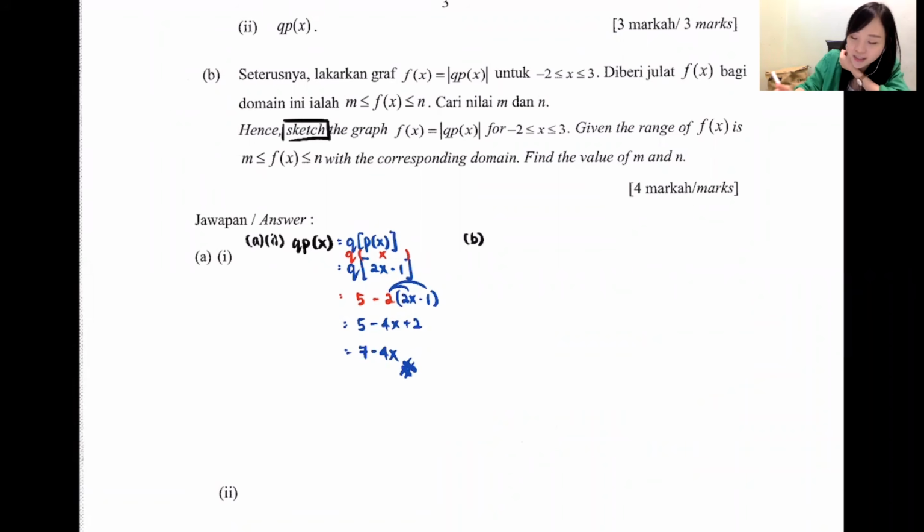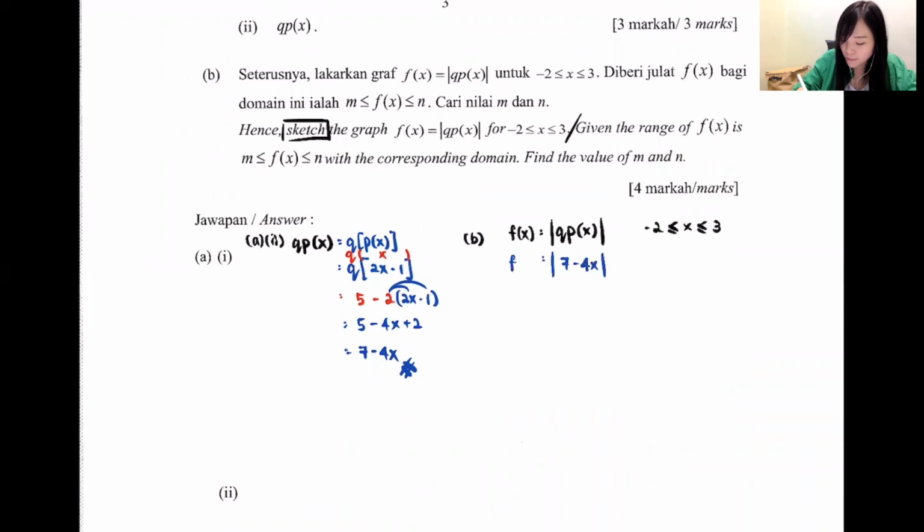So B, they say, hence, sketch the graph. Okay, my dear, they want me to draw a graph, or they want me to draw the modulus of qp(x) from negative 2 until 3. Guys, before I continue with the next requirement, they just want me to sketch first, okay? So just now the qp(x), we already found it here, which is modulus of 7 minus 4x. This is what they want me to sketch now.